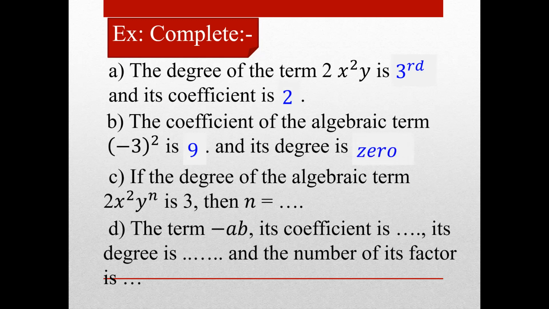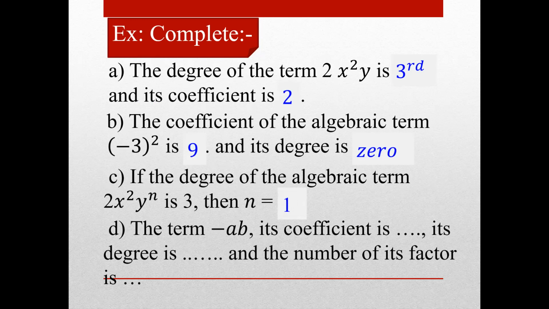If the degree of the algebraic term 2x power 2, y power n is 3, then n equals what? If the degree is 3, the sum of powers of the algebraic factors will be 3. So 2 plus n equals 3. So n equals 1. 2 plus 1 equals 3.